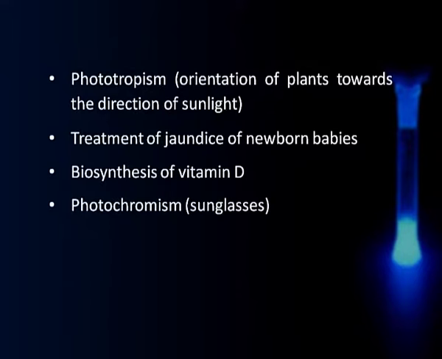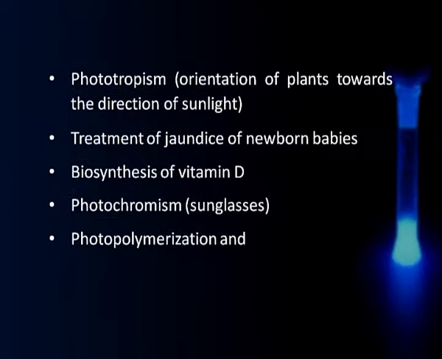Another example could be photochromism. We use sunglasses because they change color depending on the intensity of light, so photochemistry is involved there. Or another could be photopolymerization. We are in an age of polymers now, and a lot of polymerization is done with the help of light, and there are many polymers which undergo degradation because of photons. So you can see that photochemistry is a very broad area, and it touches various aspects of our day-to-day life.